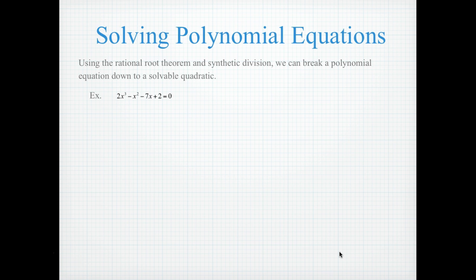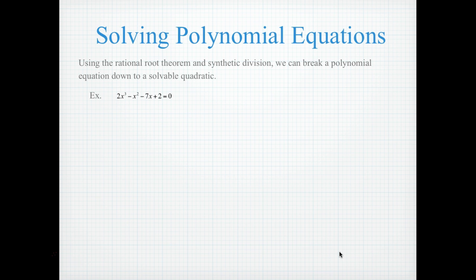Now we're going to use the rational root theorem and synthetic division. We can break a polynomial equation down into a solvable quadratic. So the equation I'm given is 2x to the third minus x squared minus 7x plus 6. So I've got a third degree equation, and I expect to have 3 answers. Now they could be rational, irrational, or complex. Keep in mind that irrational and complex numbers always come in pairs.